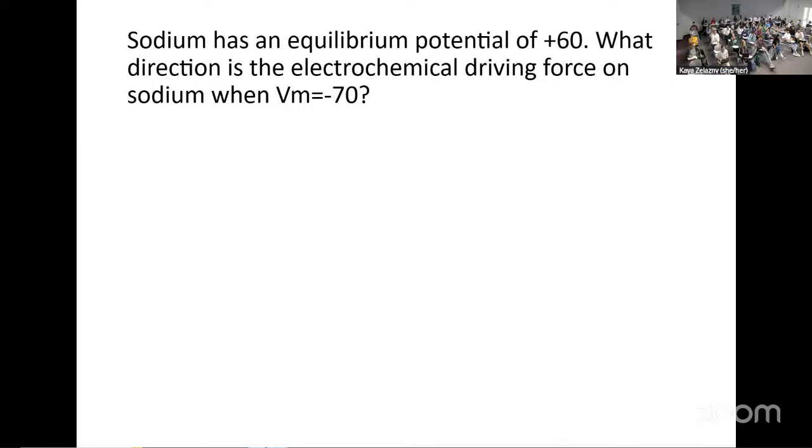We're thinking about sodium with an equilibrium potential of positive 60. We're going to try and use that information to figure out what direction our electrochemical driving force, our ECDF, is going to be if we start with a cell that's at a membrane potential of negative 70.